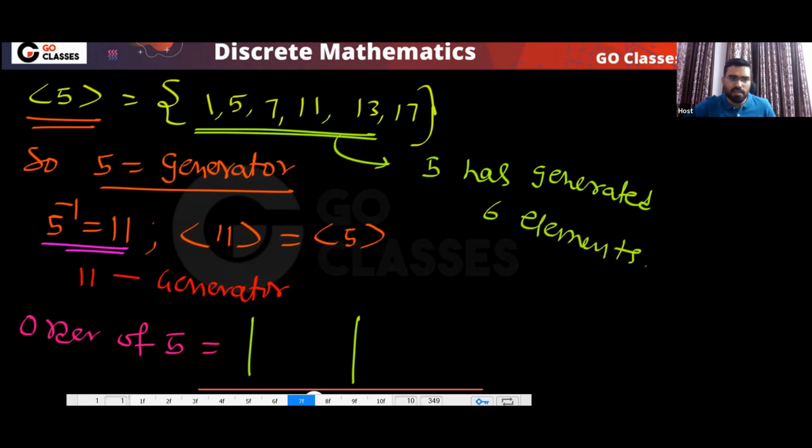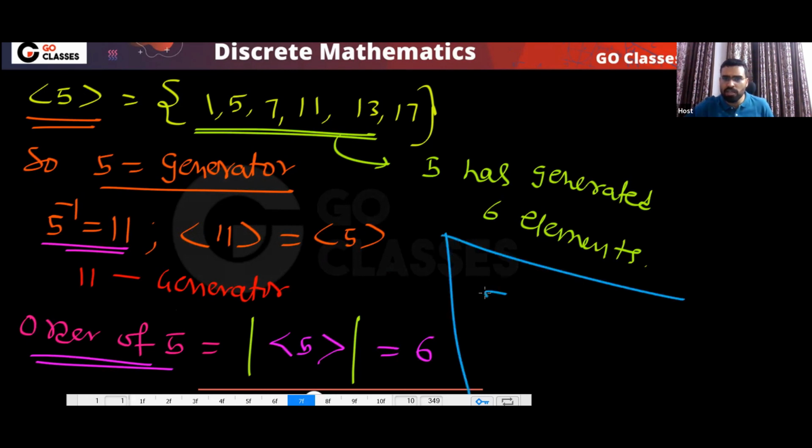Okay, so I can say that the order of 5 means how many elements it has generated, that is 6. Or I can say it is the smallest positive integer n such that 5 power n gives you the identity element. So I can say this 5 is a generator.